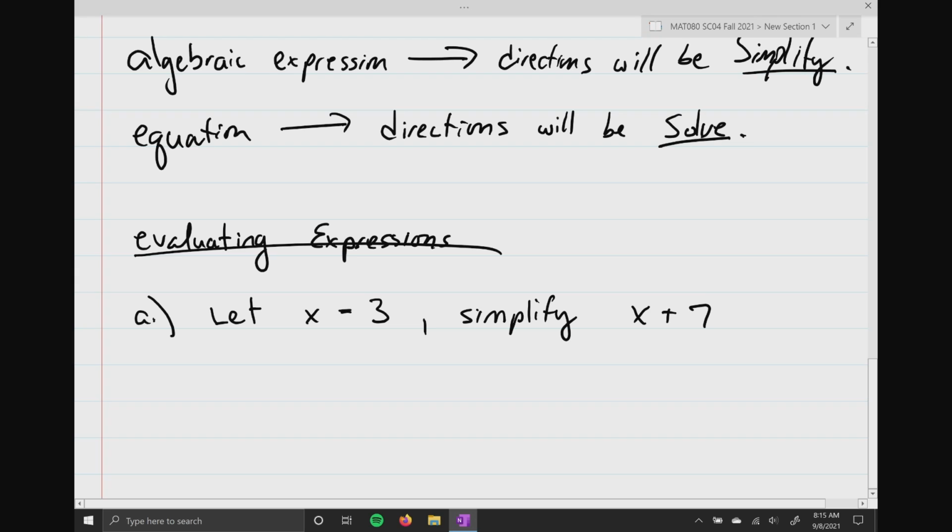All right, so we got a really easy problem here. We're going to let x equal 3. And what we're going to do is simplify x plus 7. What that means is that we're going to evaluate, which means basically just tell me what this is simplified. So directly underneath, I'm going to write x plus 7 again.